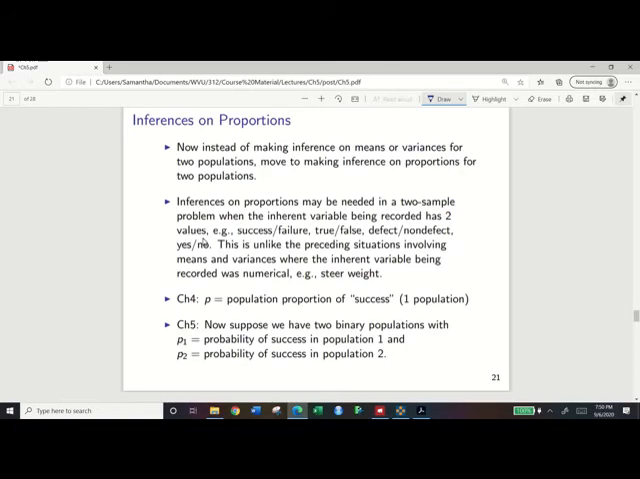So for inferences on proportions, we may need to have a two-sample problem with an inherent variable being recorded as two values, such as success, failure, true, false, defect, non-defective, yes, no. This is unlike the preceding situations involving means and variances, where the inherent variable is being recorded as numericals, such as weight. So in chapter 4, we had one population where it was the population proportion of some success. Now we're going to have this binary population where P1 is the probability of success in population 1 and P2 is the probability of success in population 2.